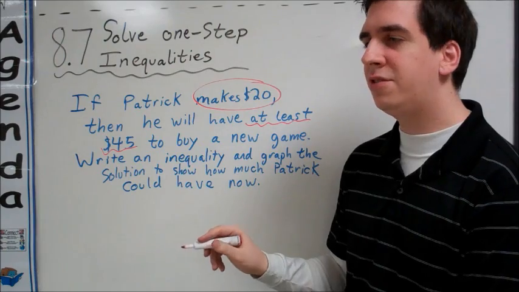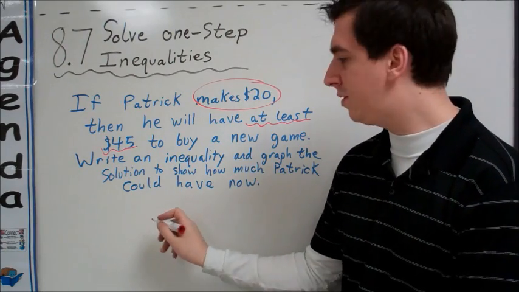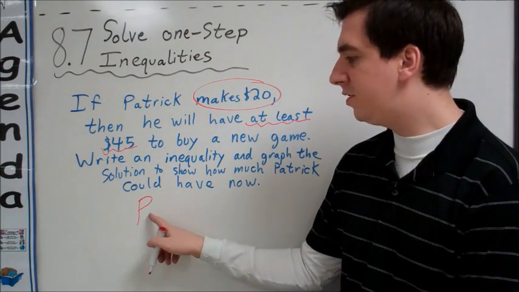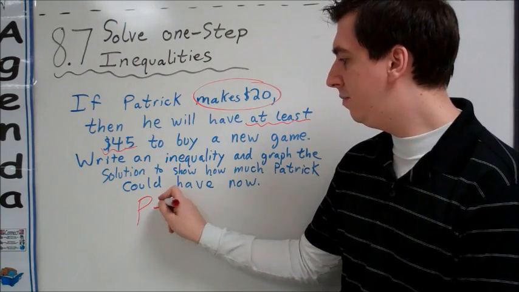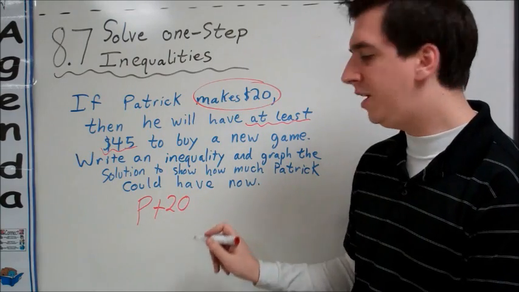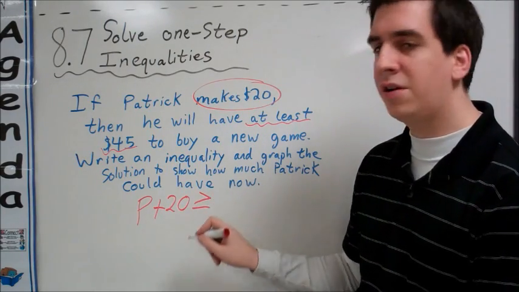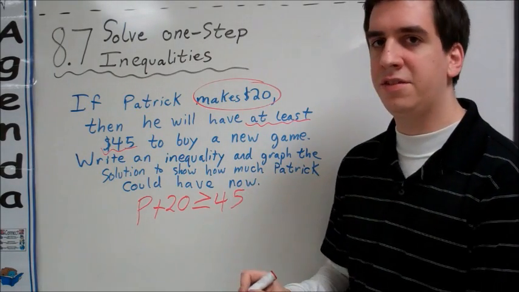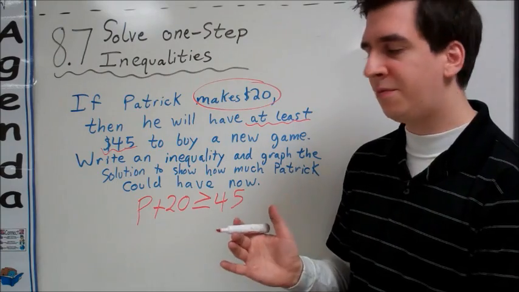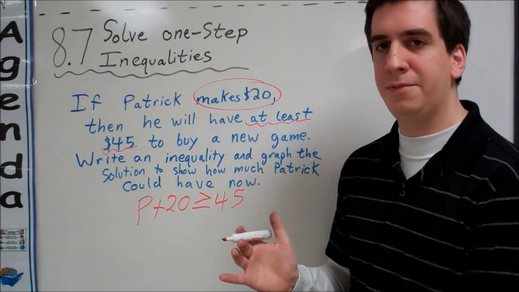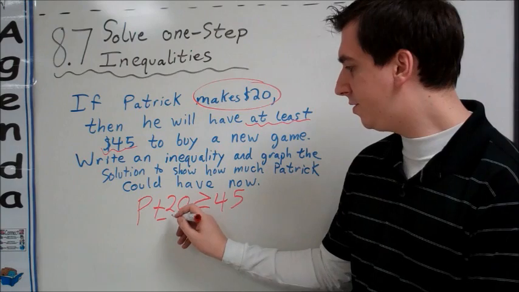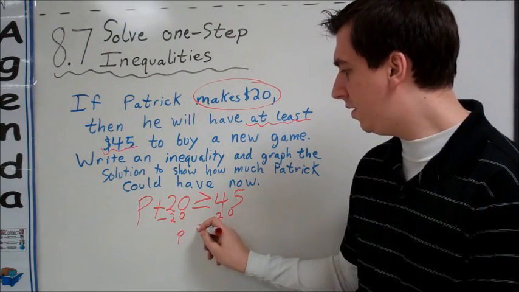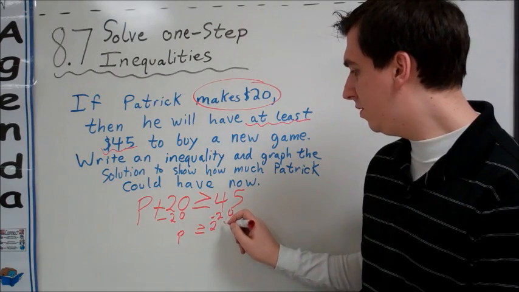If he makes $20, so that seems like he's adding. So let's use the letter P to show how much money Patrick has right now. Plus 20 would be at least. So it could be more, or it could be the exact amount. Is at least $45. First we have to solve this before we can graph it. So I would do minus 20. So we'll have P is greater than or equal to 25.